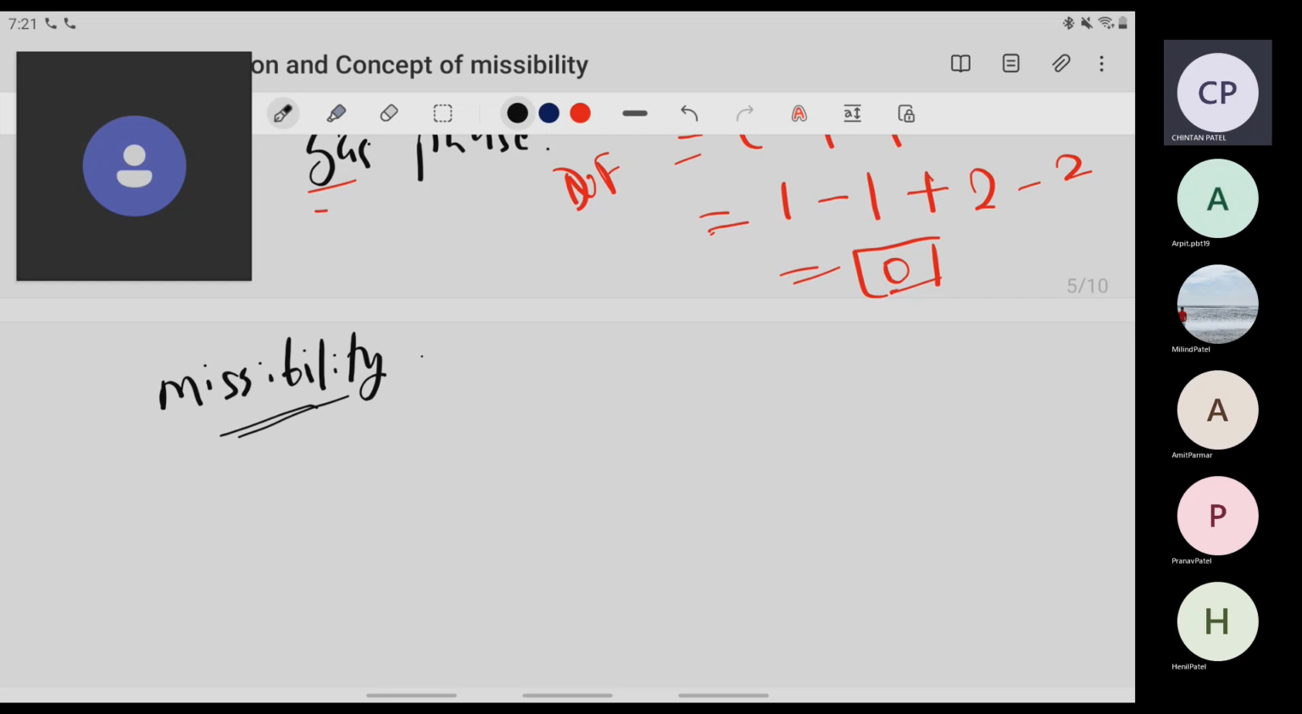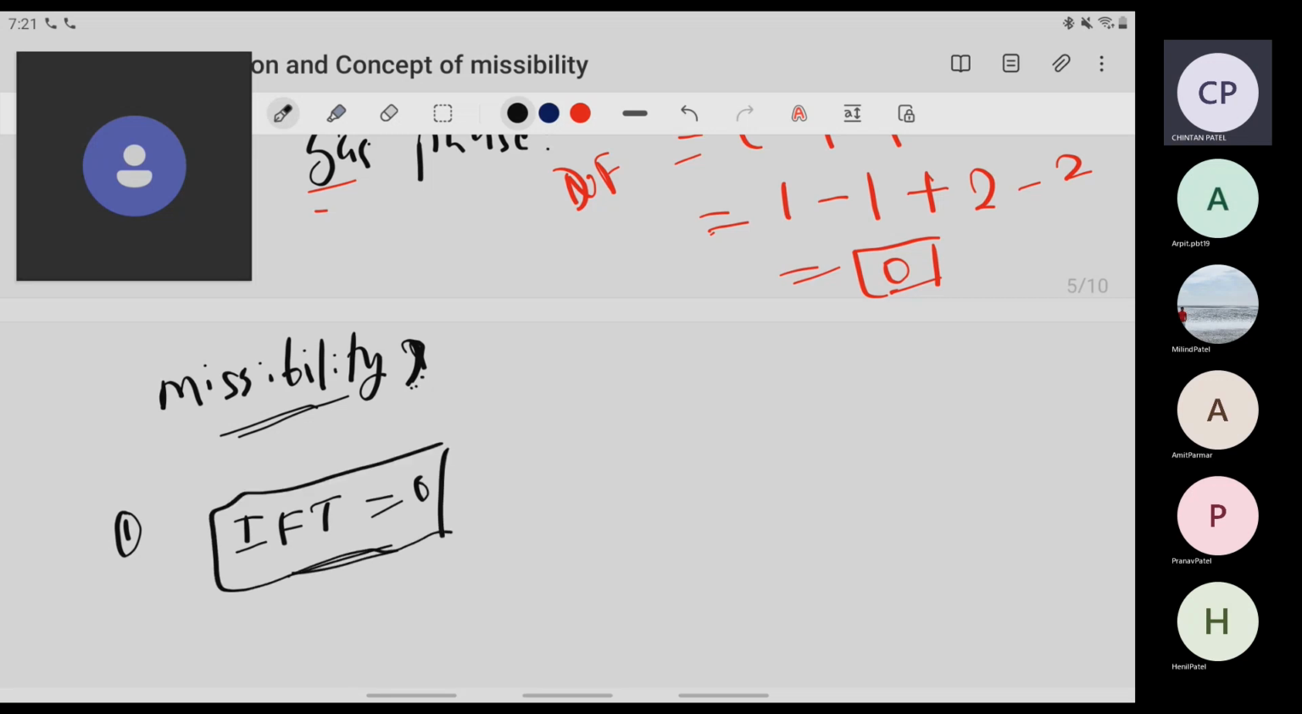Can anyone define miscibility? Like, among these two phases only a single phase exists, that I already know. Any other difference, like in terms of rock property? Okay, let me tell you. When interfacial tension between two phases is equal to zero, we can say that the two phases are completely miscible.